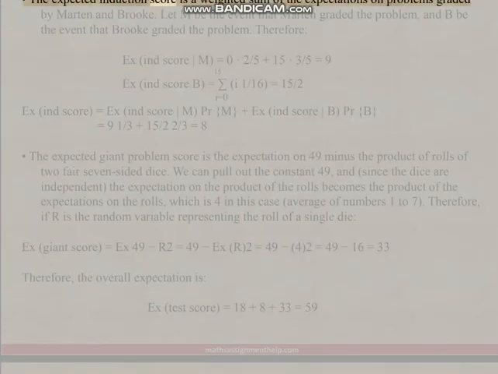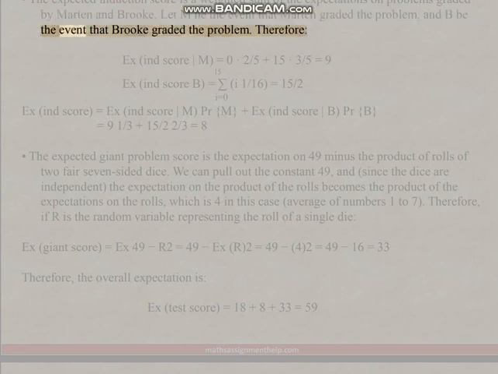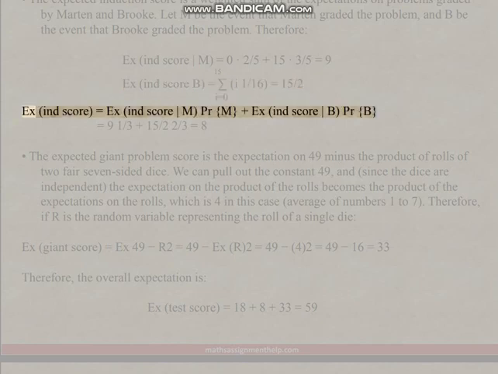The expected induction score is a weighted sum of the expectations on problems graded by Martin and Brooke. Let M be the event that Martin graded the problem, and B be the event that Brooke graded the problem. Therefore, E[IND score | M] equals 0 times 2/5 plus 15 times 3/5 is equal to 9. E[IND score | B] equals the sum from i equals 0 to 15 of i times 1/16 equals 15/2. E[IND score] equals E[IND score | M] Pr[M] plus E[IND score | B] Pr[B] equals 9 times 1/3 plus 15/2 times 2/3 is equal to 8.